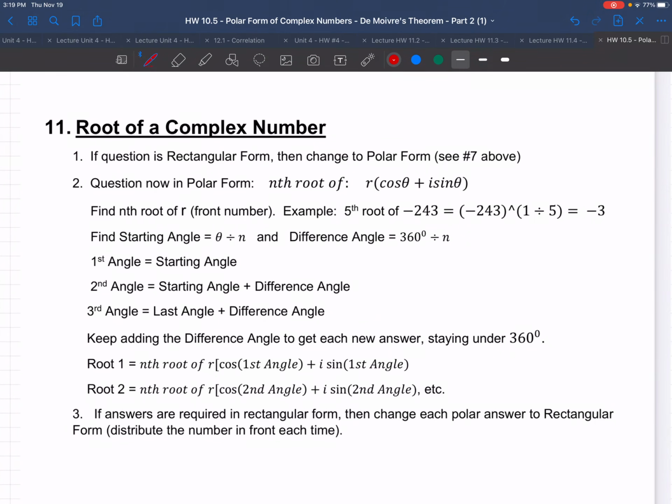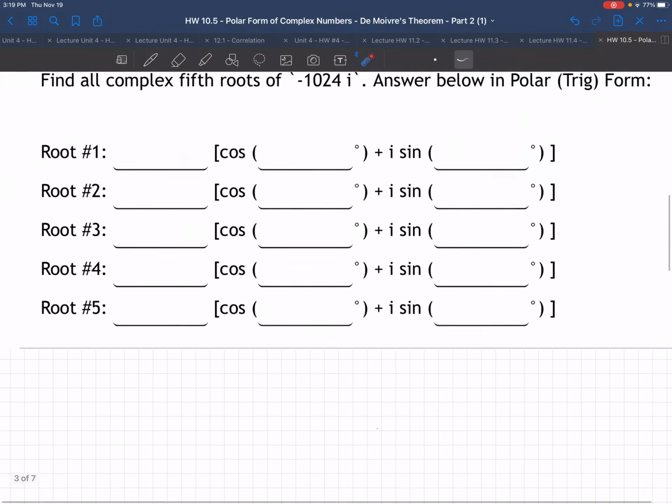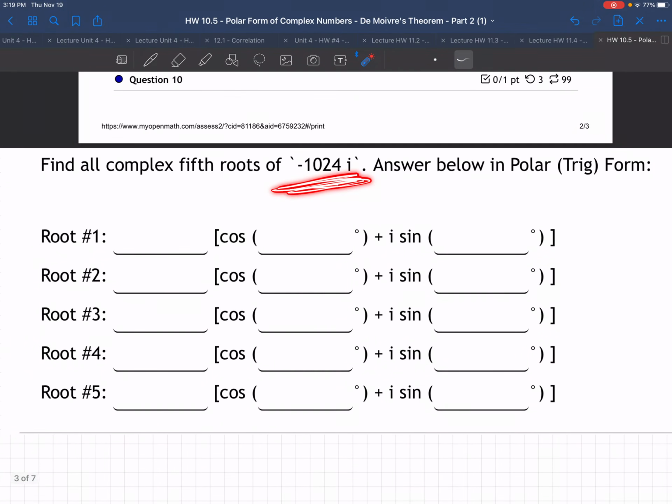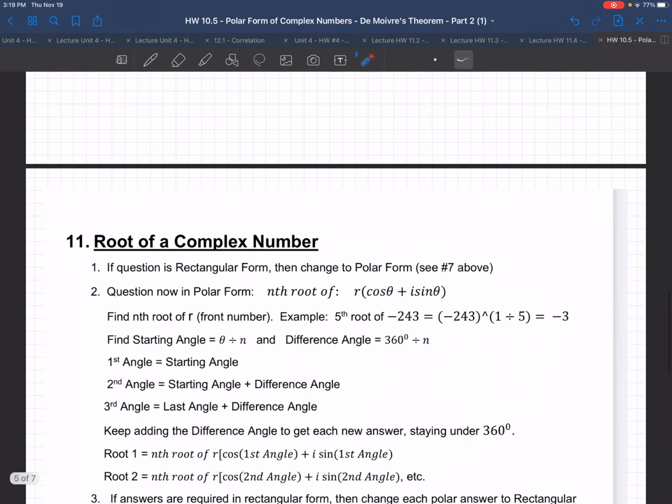How do you take the root of a complex number? Well, if the question is in rectangular form, then change it to polar form. No, we've already got polar. Oh no, we do have rectangular form. Yeah, that's exactly right. We've got rectangular form, so we have to change it to polar form. That's our first step. Well, how do you change to polar form?